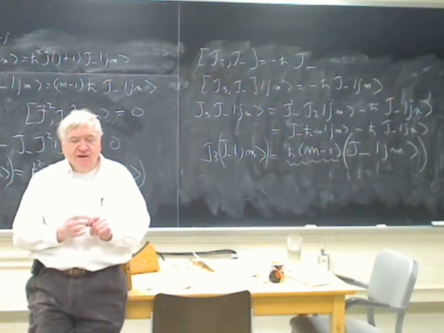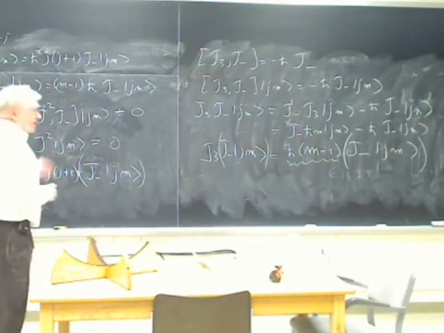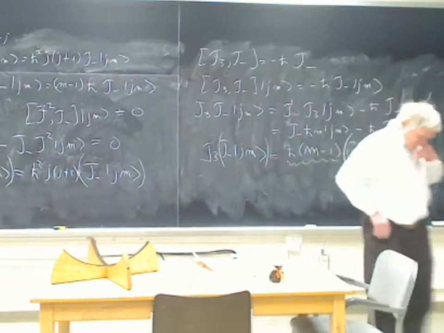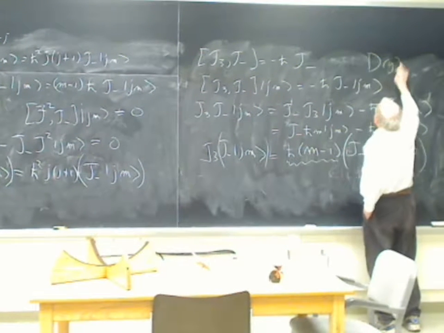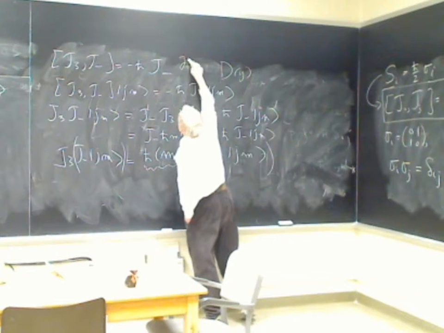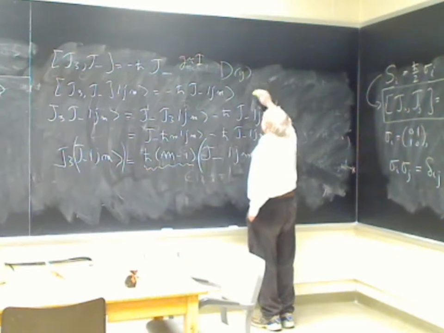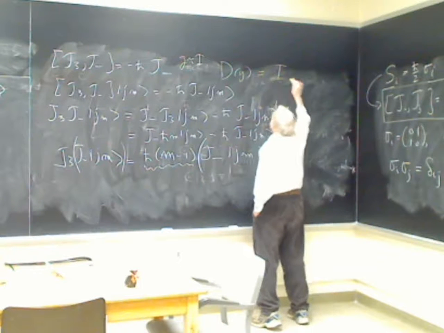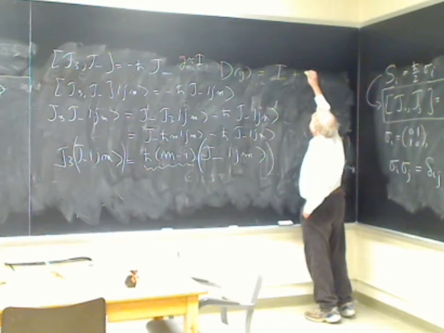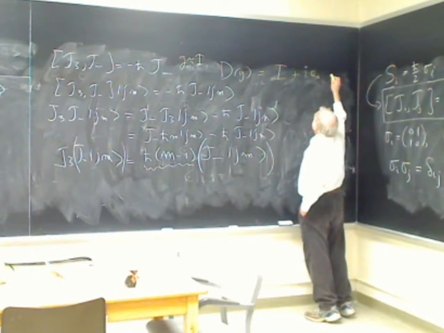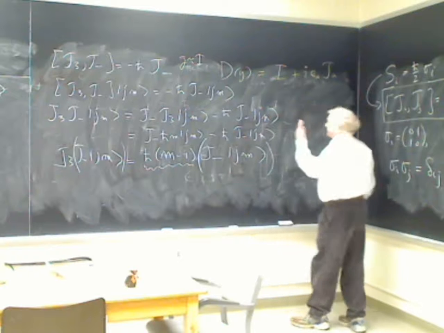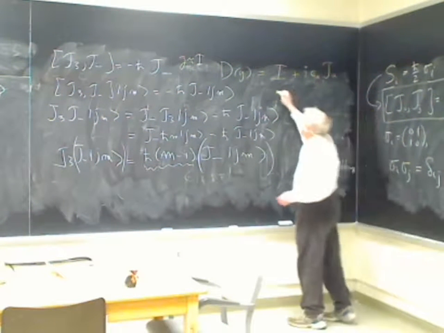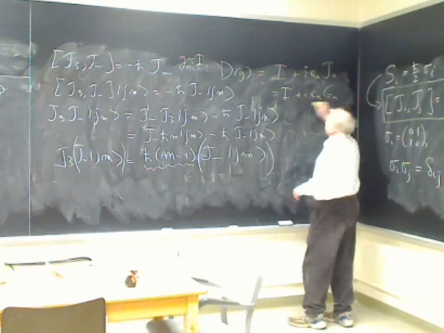Okay. Well, let's see. This stuff I erased. Basically, you have this D of g, and if g is close to the identity, then this thing is equal to the identity plus i times some parameters, say epsilon_a, times some generator, which for the case of rotations are the J_a, but more generally you'd use some other symbol for them. In other words, more generally you'd say I plus i epsilon_a G_a for a general group.